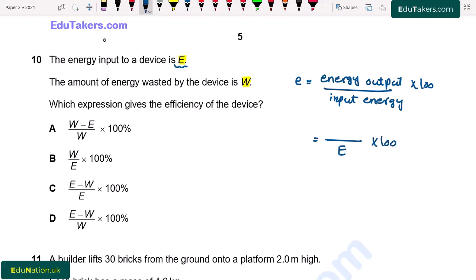What is the output energy? This is the very useful energy. The amount of energy wasted by the device is W. So the wasted energy is W. So first of all, I write here energy output plus energy waste. It will be equal to input energy.